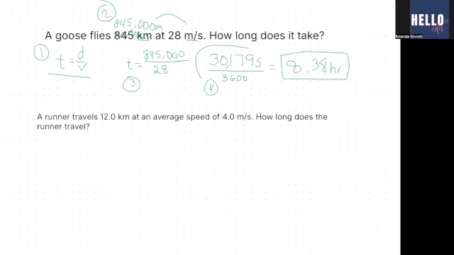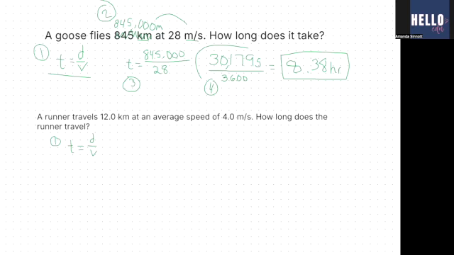All right, so let's first identify which information we are given. We have our distance, 12 kilometers. We have our speed, 4 meters per second. What are we looking for again? Time. So what equation are we going to use for this? Time equals distance over velocity, there you go. Step 1, find the equation.